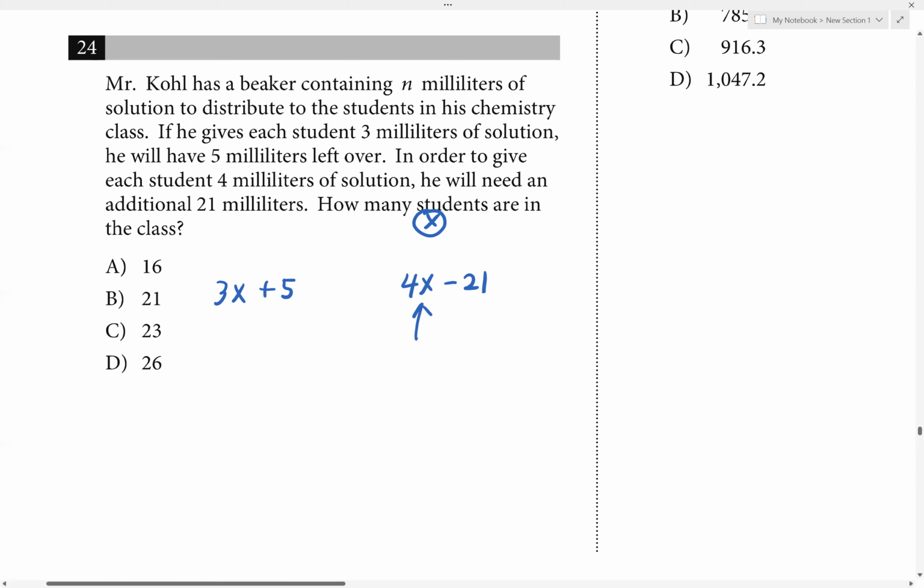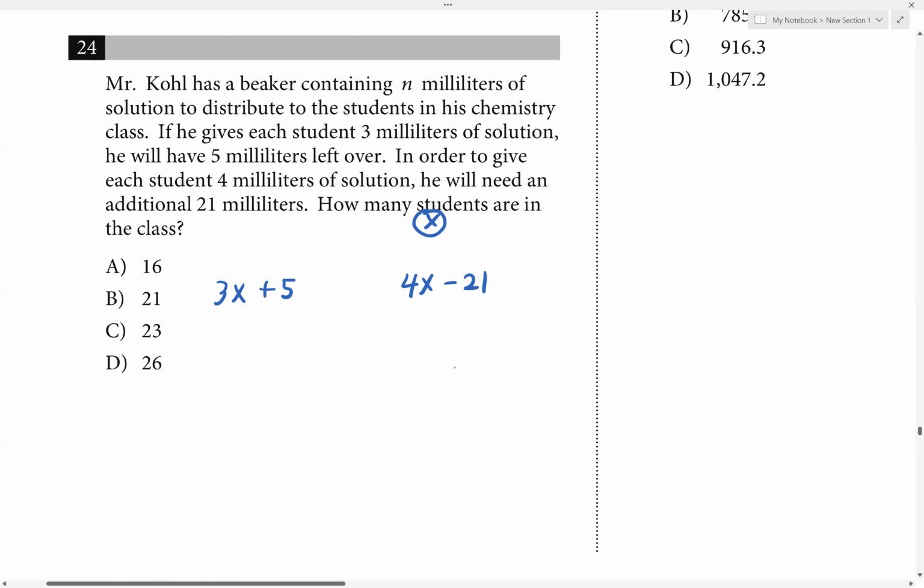Okay, 4x minus 21. So this is the bigger number for x, but he doesn't have that much. He needs an additional 21, so he's 21 milliliters away from that number. So we have to subtract 21. That will give us the total amount of solution that he has right now.